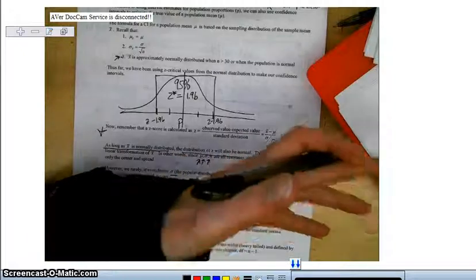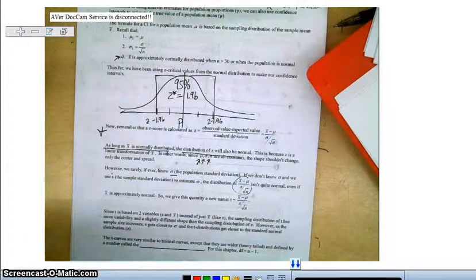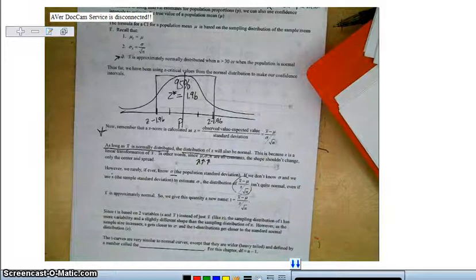Because that's what we did in the population proportion. We used the samples. Why can't we just use that? When they did that repeatedly, they saw that it wasn't a normal distribution. Okay, it wasn't normal. So we can't use a normal distribution, even if the sample mean is approximately normal.